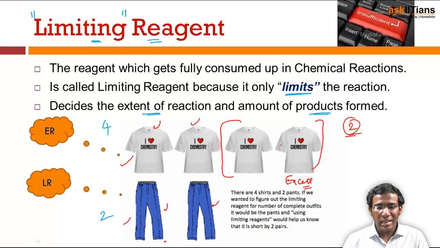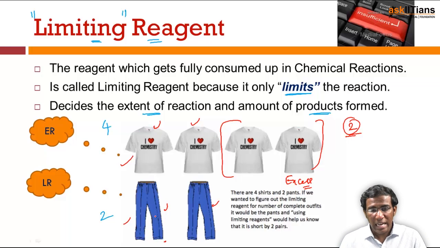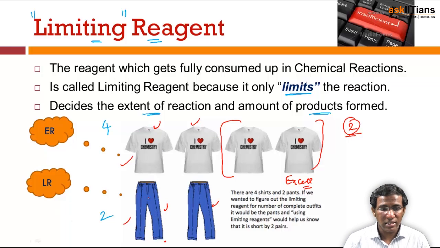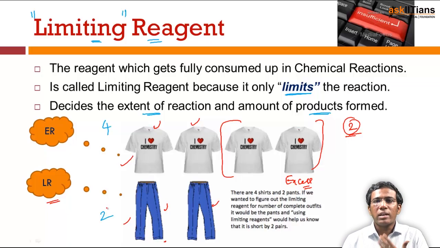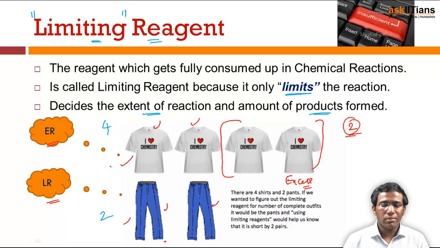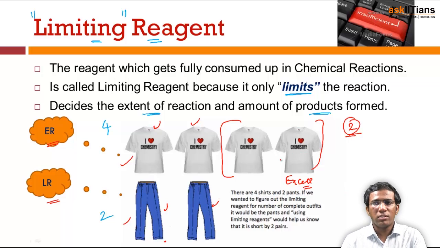If I take this as a chemical reaction taking place between these t-shirts and these pants, then in that reaction the pants are my limiting reagent, which are fully consumed, and the t-shirts are my excess reagent, present in excess quantity. Here, I don't have any pants left, but I still have some t-shirts left. So they are present in excess quantity.